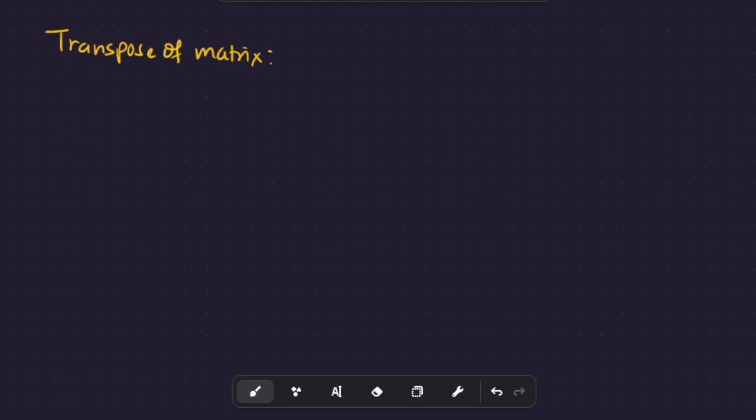New topic for today's class. Okay, what do you think? What may be the meaning of this transpose of matrix? Do you have any idea? Transpose means what, may be its meaning?